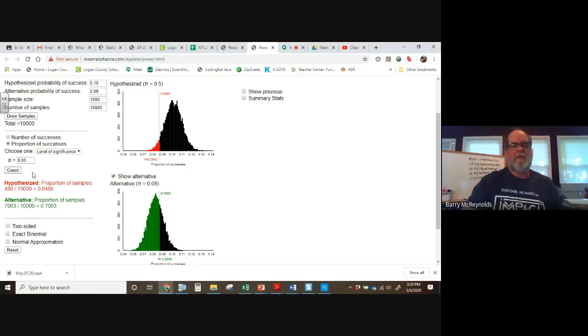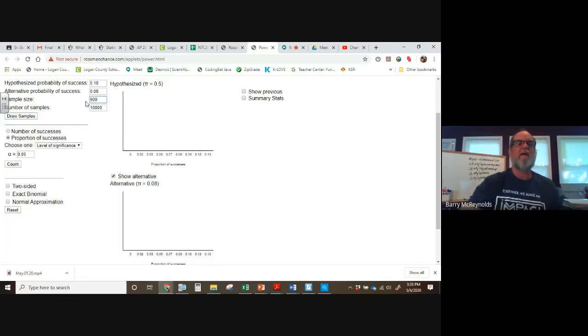So to increase the power, we have to increase sample size. For part C, if you decide to use an alpha of 0.01 in place of 0.05 with no other changes in the test, we're going to change the sample size back to 900, and we're going to change the significance level to 0.01 in this case. The question is, will the power increase or decrease?